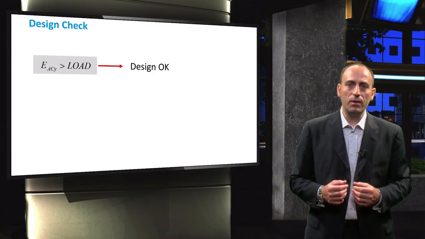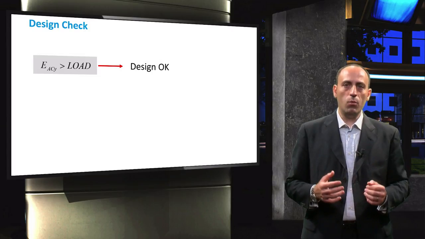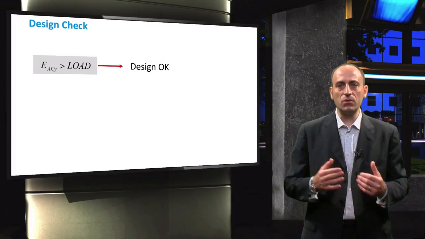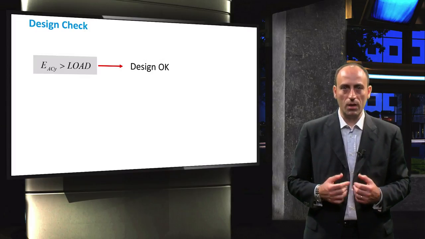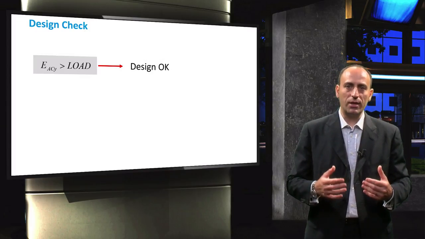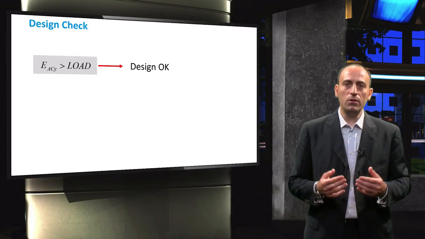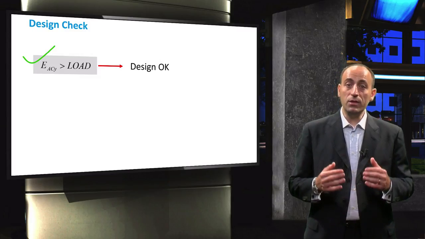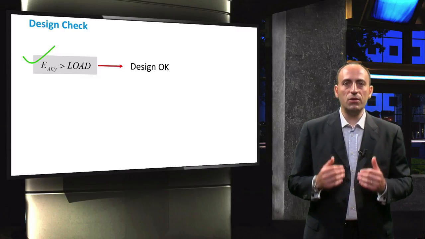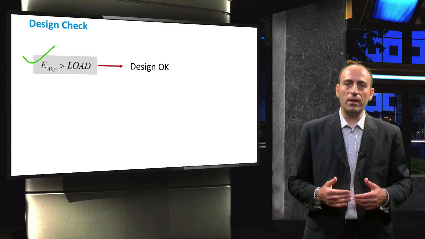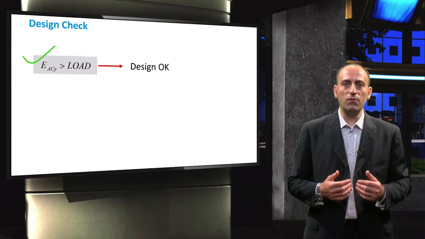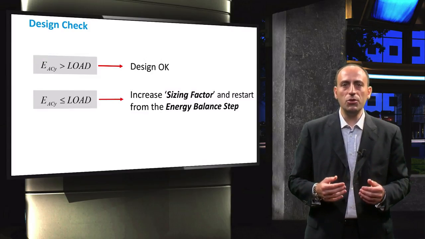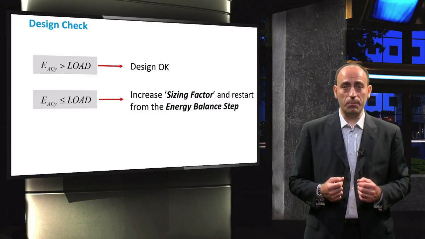The final step involves checking the design. We compare the annual energy generated by the PV system against the energy consumption of the loads. If the energy generation exceeds the load demand, the design of the grid-connected PV system is approved. If this condition is not met, the design process is reiterated with an increased sizing factor starting from the energy balance step.